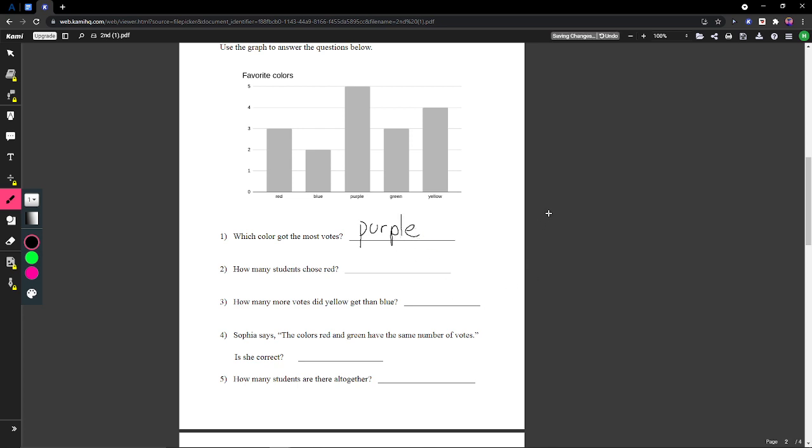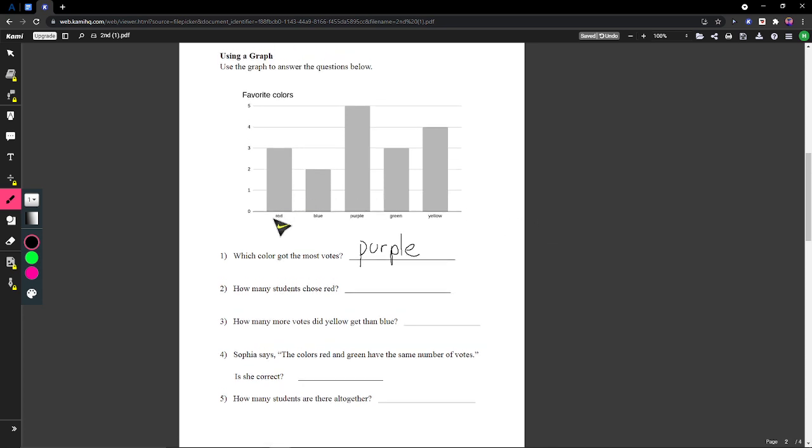Now for the second question, it says how many students chose red, meaning that you would have to look for red, which should be right here, and you'd see how many students voted. So that's 1, 2, 3. 3 students.